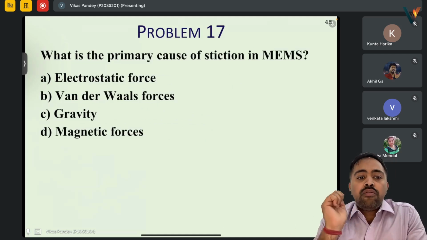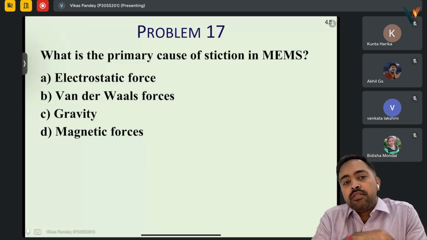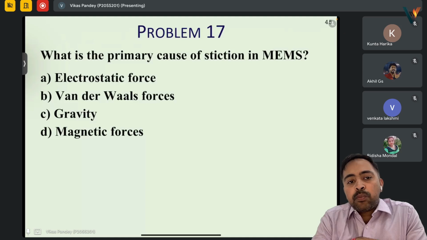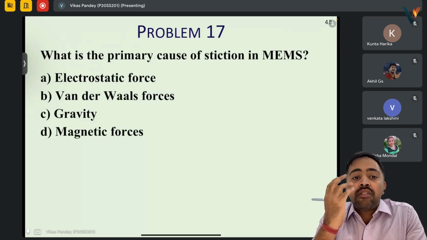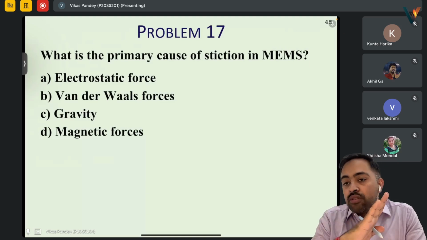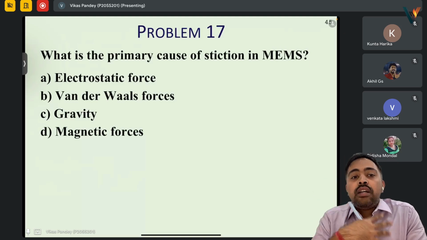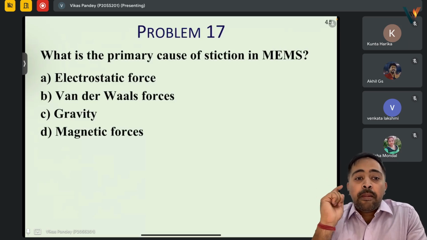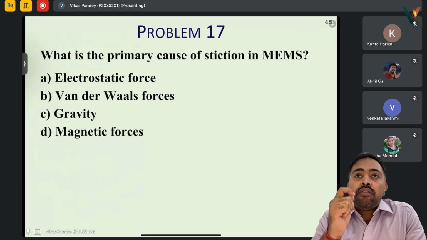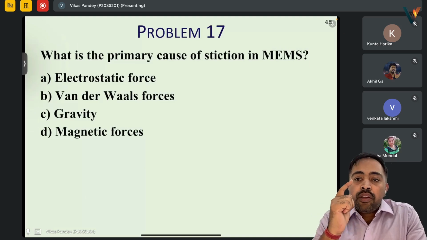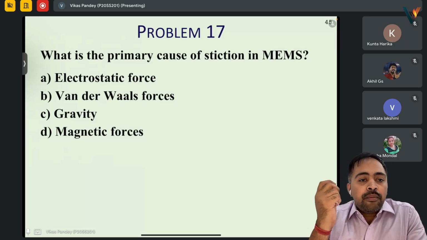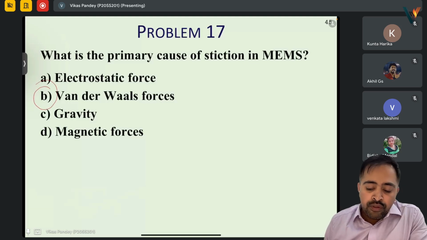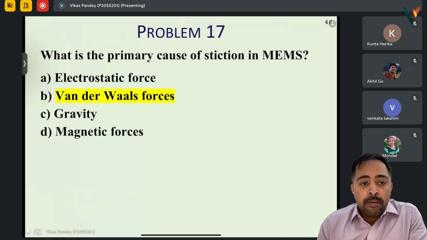So, what is the primary cause of stiction in MEMS? Electrostatic force, van der Waals forces, gravity, or magnetic force? We talked about this that in microscale, van der Waals forces are much stronger than electrostatic forces. Although we are here playing with electrostatics, the van der Waals forces will still try to disturb us since they are more prevalent. They are more dominant here and they lead to stiction in MEMS.